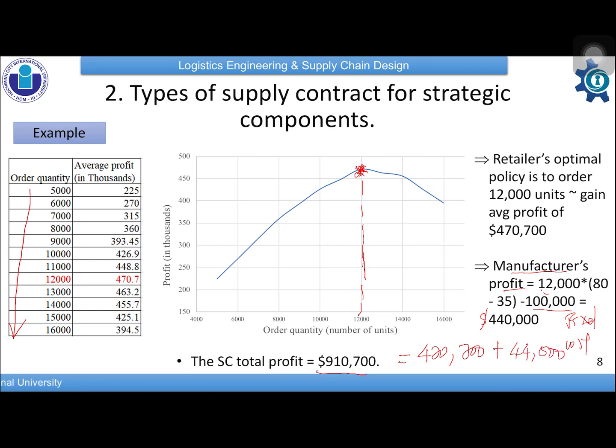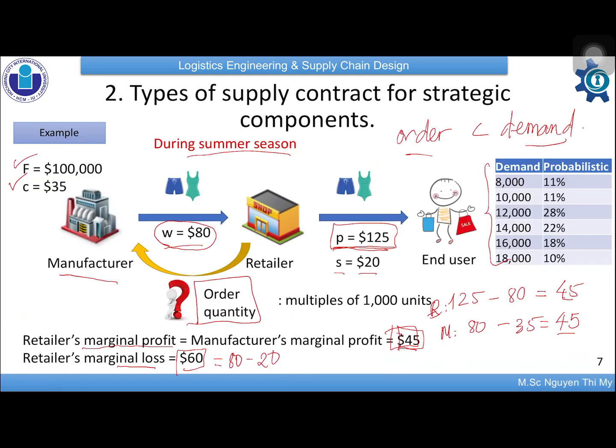So why do I have to calculate this? We will compare with when we use the supply contract. This one is when we don't use the supply contract, and the retailer can earn those profits, and the manufacturer and the total profit. Okay, so let's go back to this. Earlier we said that the retailer marginal profit is less than the retailer marginal loss, right? So the retailer tends to order less than the demand.